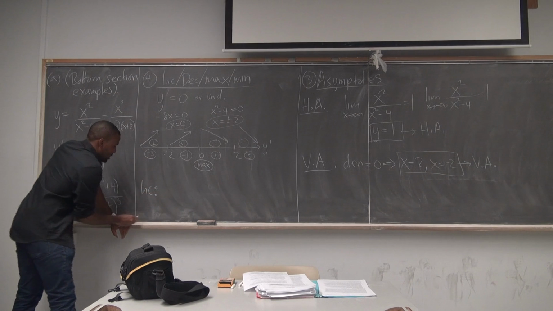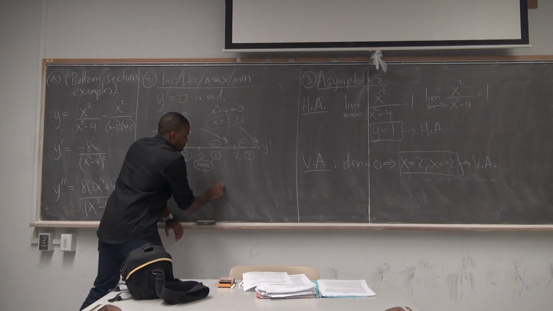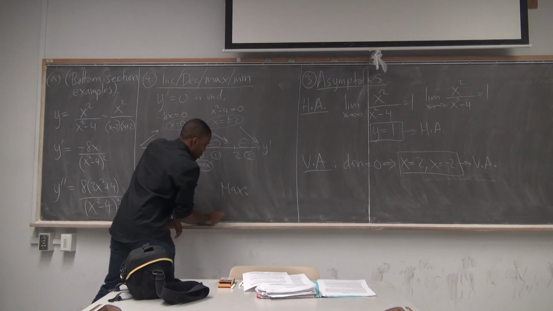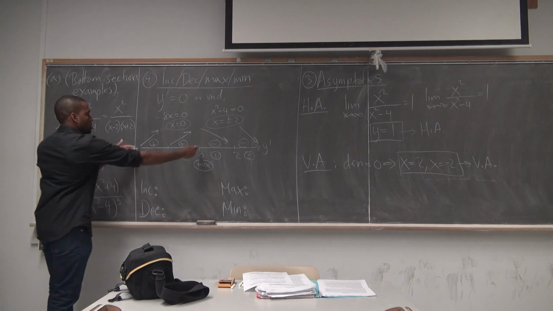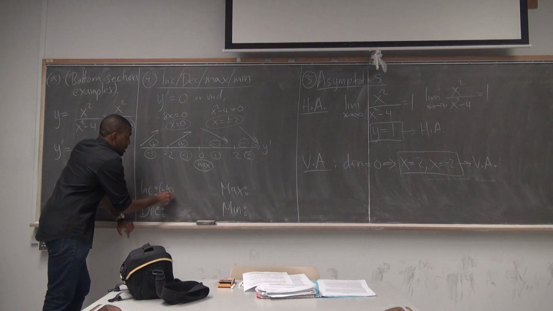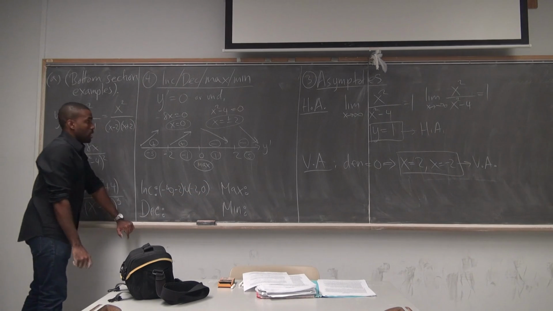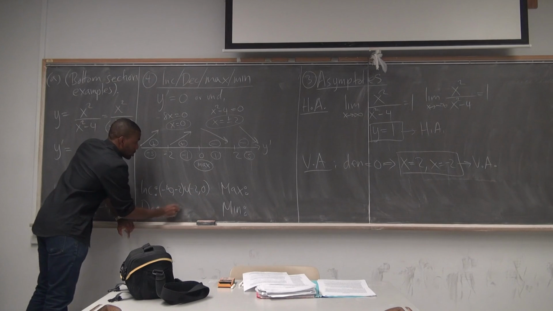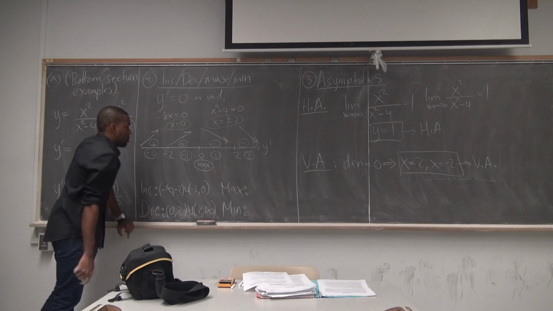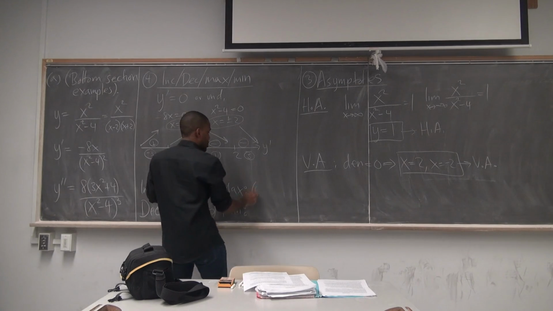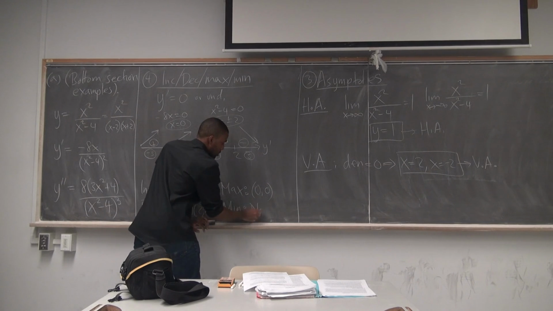Where am I increasing? Where am I decreasing? Where are my maximums? Where are my minimums? Where am I increasing? Negative infinity to negative 2, union negative 2 to 0. I am decreasing from 0 to 2, union 2 to infinity. My maximum is 0 comma 0, by plugging it back into the original. Minimum, there are none.